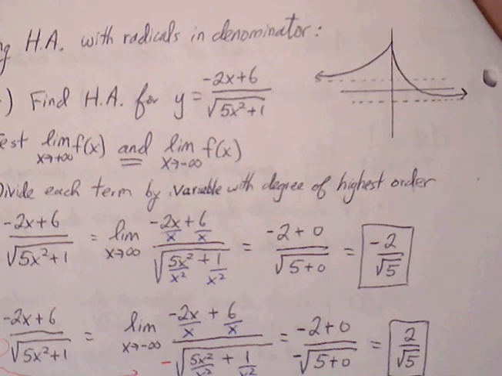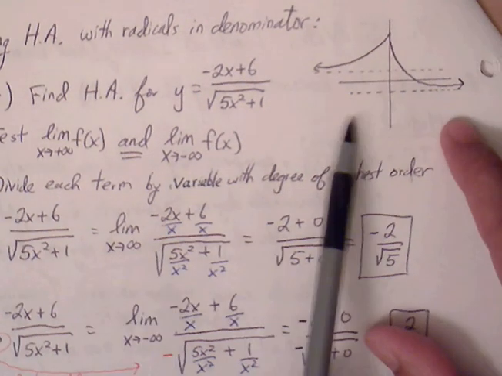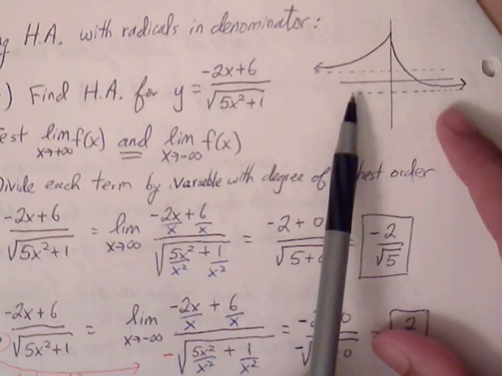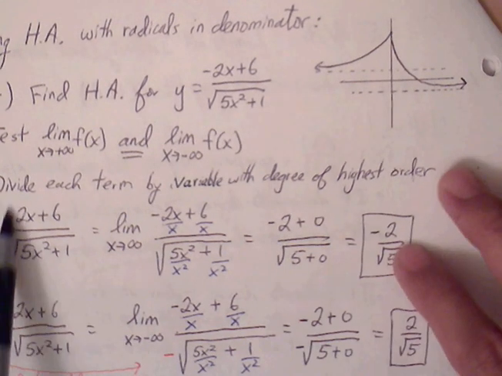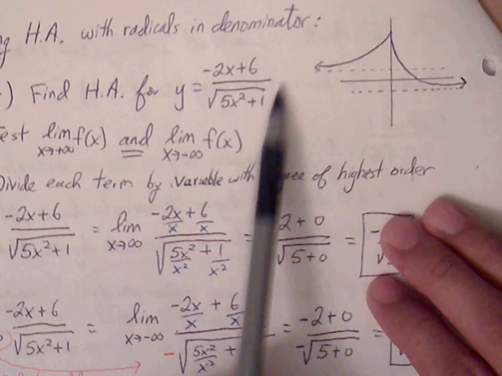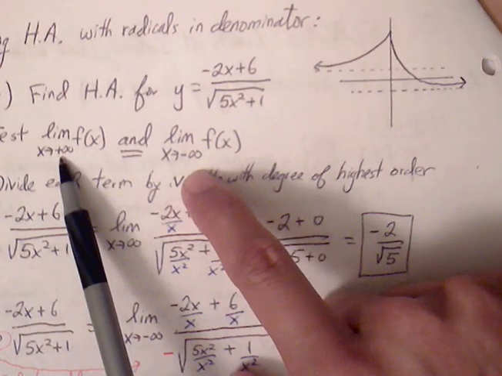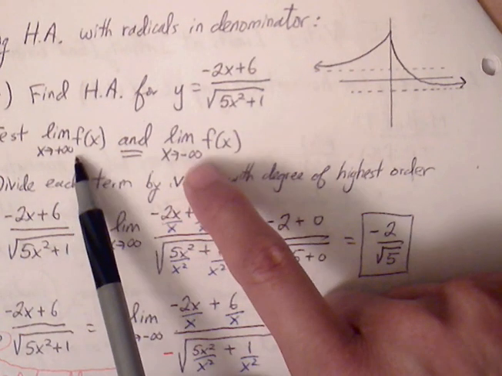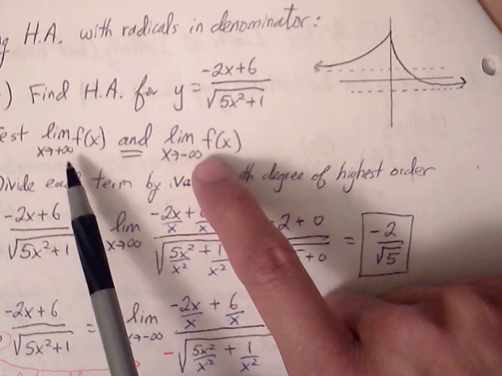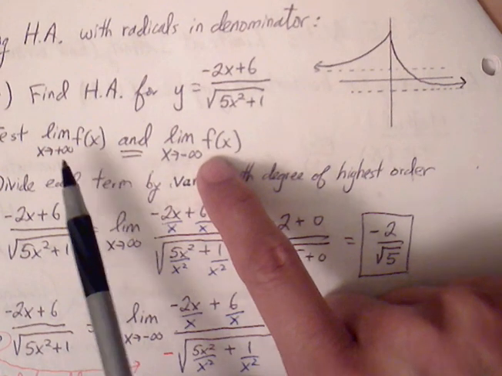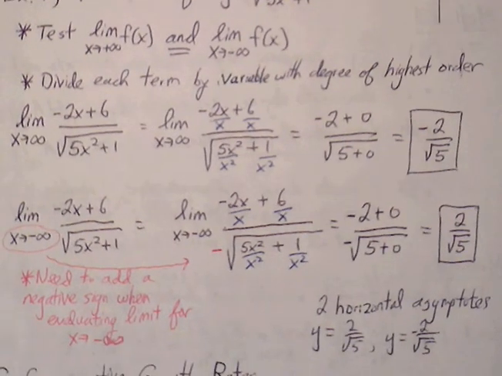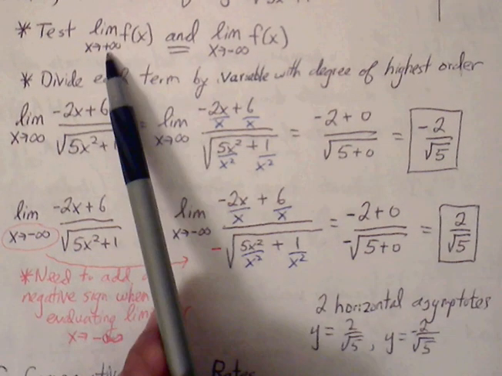So we need to be able to determine this algebraically without looking at the graph. Whenever you see a problem like this, we're going to have to test both positive and negative infinity, evaluate them separately, and then come to the conclusion what the horizontal asymptotes are. Okay, so the way that we do this, first we're going to find the positive infinity one.